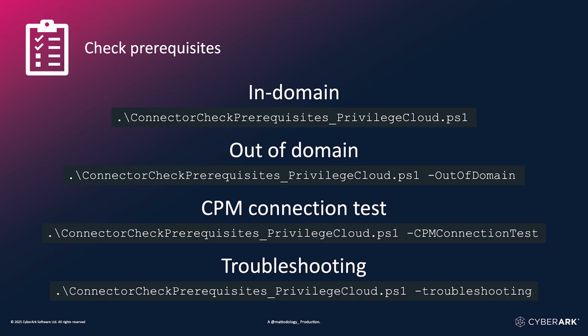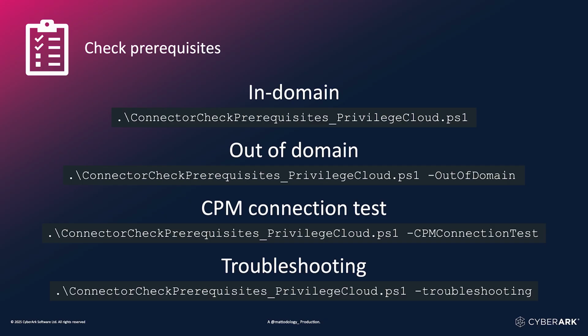Select the method that best matches your infrastructure and deployment goals, ensuring your environment is fully prepared for Privileged Cloud installation. No matter which method you select, all checks within the prerequisite script must pass before you proceed. This ensures a smooth and successful installation, laying a solid foundation for your Privileged Cloud deployment. Take the time to verify every requirement up front, and you'll avoid common issues as you move forward.